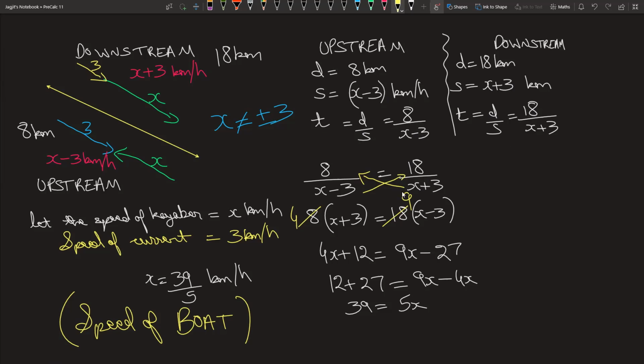Rest is algebra. Cross multiply. You can simplify 8 and 18, both can be divided by 2, so you get 4 here and you get 9 here. This becomes 4x plus 12, and this becomes 9x minus 27. Bring the x terms together and the numbers on the other side, and you solve for x. That gives you the speed of the boat. Okay, you will get this question on the test.